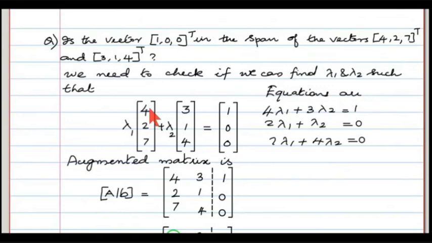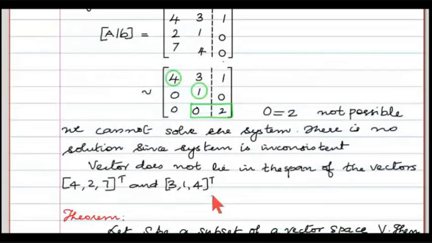So we will get an augmented matrix like this: first vector, then second vector, then this vector. After row reduction, the form will be like this. Look at the last row: 0 equal to 2. This is not possible, so we cannot solve the system. There is no solution since the system is inconsistent. So the vector does not lie in the span of the vectors (4, 2, 7) transpose and (3, 1, 4) transpose.